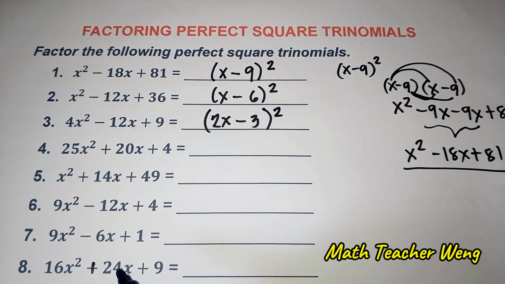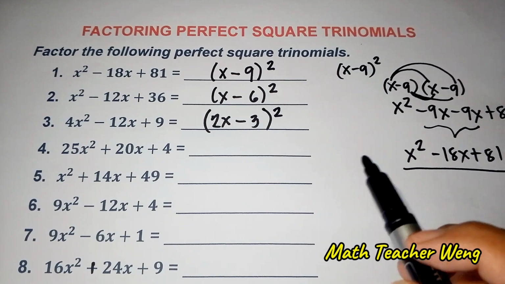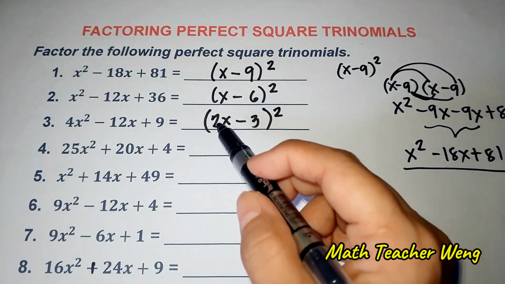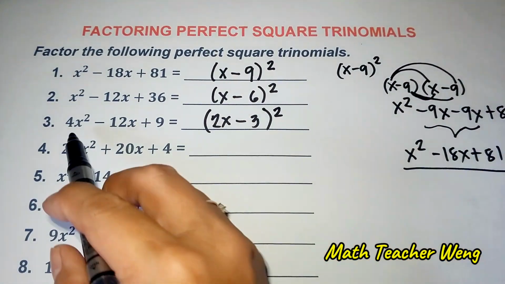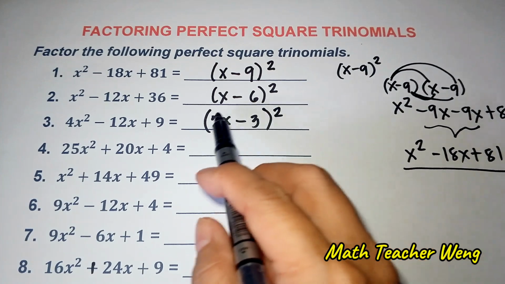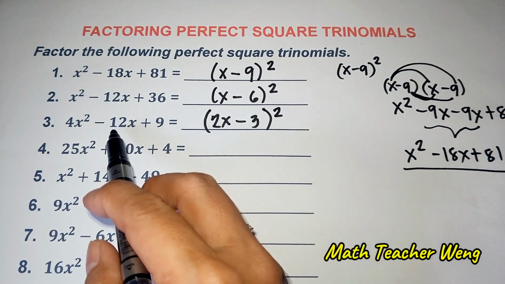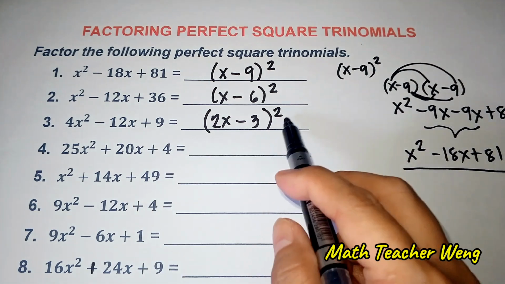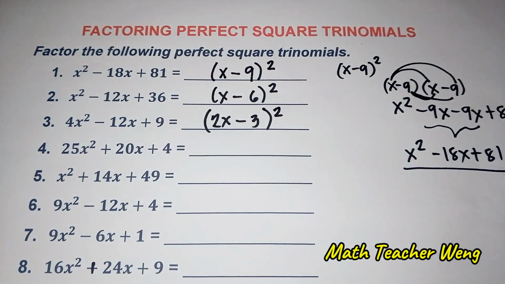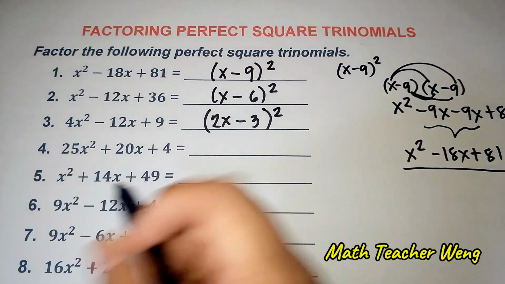Okay, so you can recheck. Still, you can recheck. So let's recheck number 3. 2x squared is 4x squared. 2 times 2x is 4x times 3, 12x, negative. And then 3 squared is 9. So I used special products. Okay. Number 4.